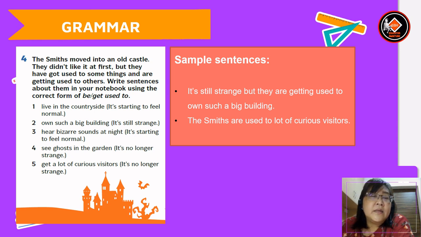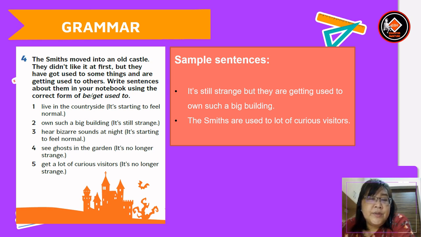So now let's look at the fourth exercise. The Smiths moved into an old castle. They didn't like it at first, but they have got used to some things and are getting used to others. Write sentences about them in your notebook or exercise book using the correct form of be, get used to. Number 1, live in the countryside. It's starting to feel normal. Number 2, own such a big building.